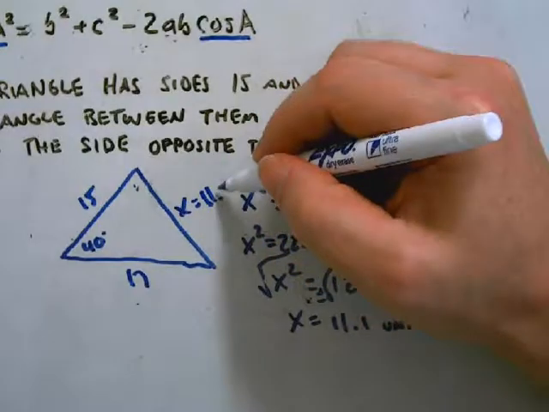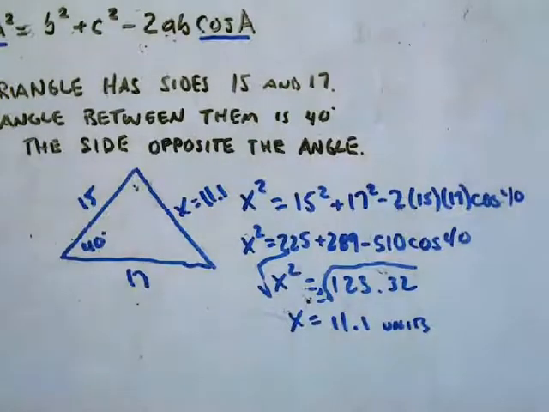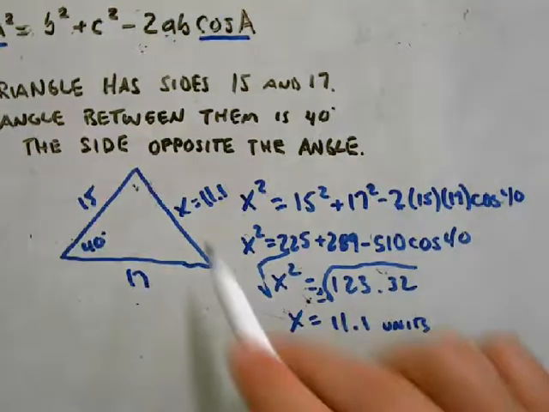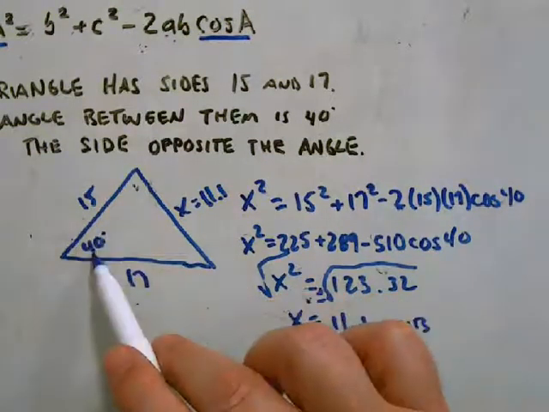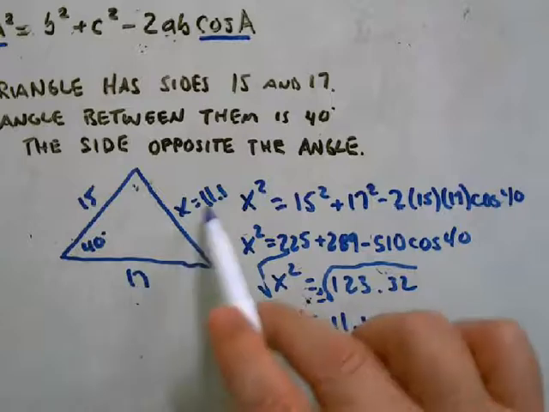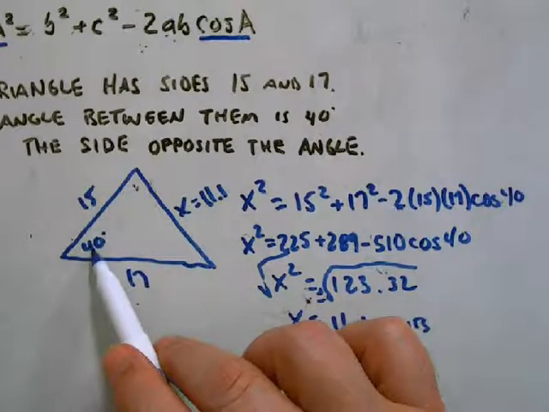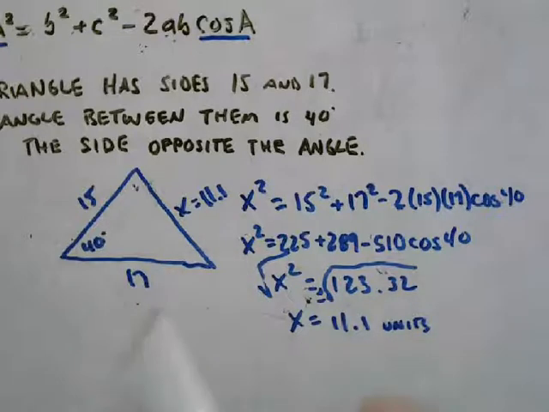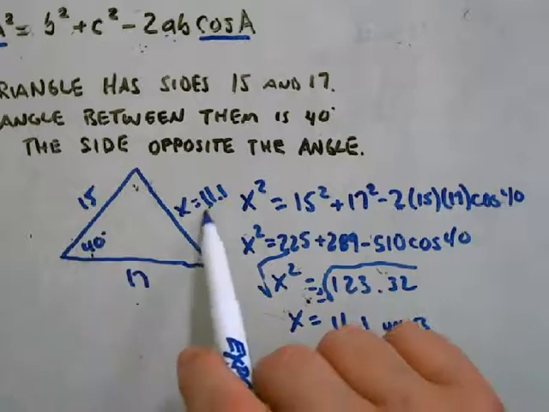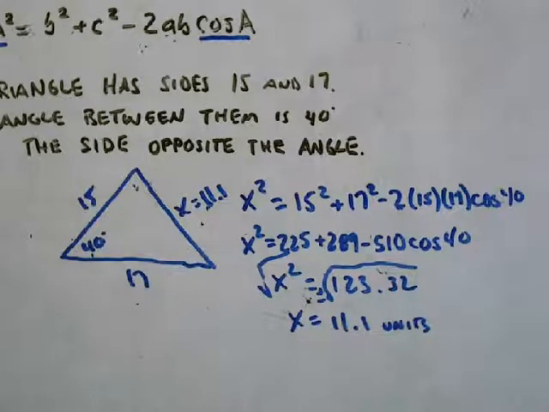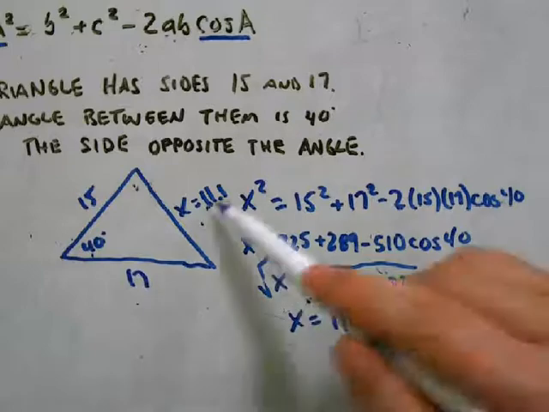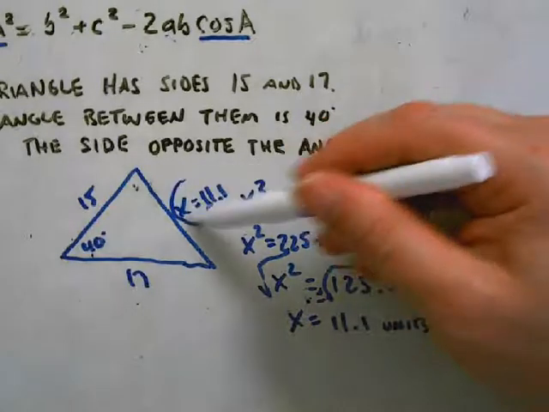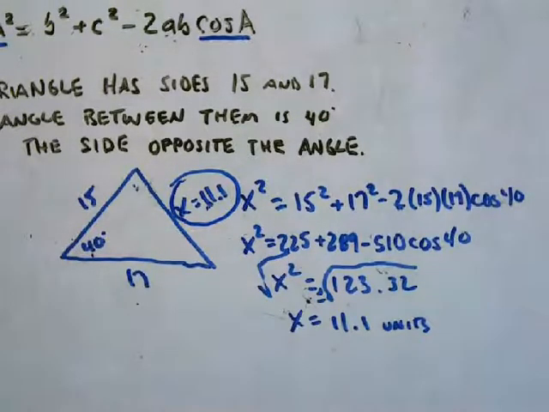So there you go, and that does make sense, by the way. 40 degrees is kind of an acute angle here, so it is a little bit smaller. If this was greater than 45, it would open up wider, and it might actually create a longer side. But since this is a small angle, this is a small side. So just try to put some thought on that. Make sure that you are getting answers that make sense. Other than that, there's a good explanation of the use of law of cosines.